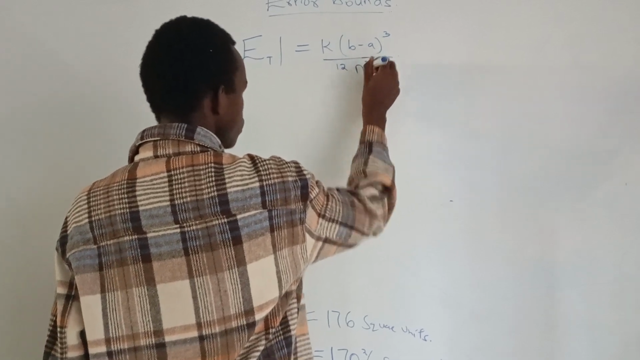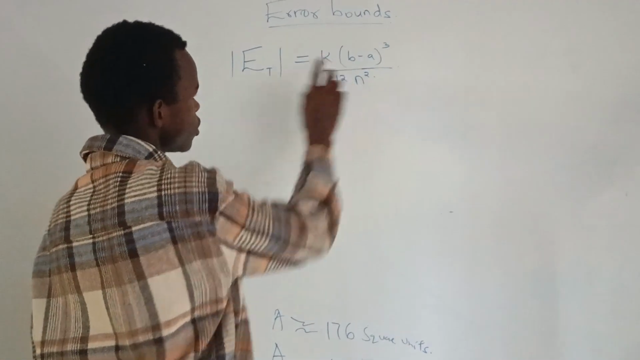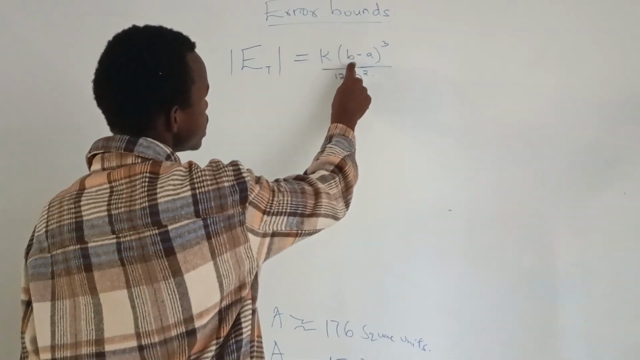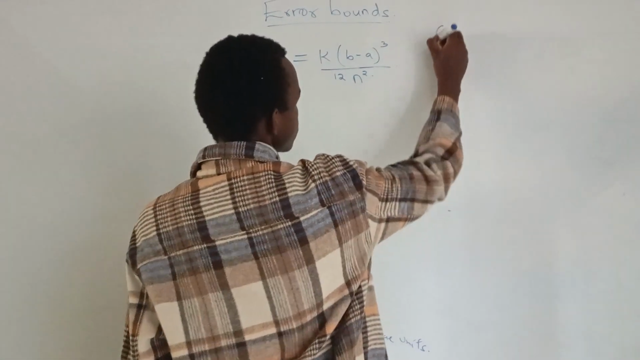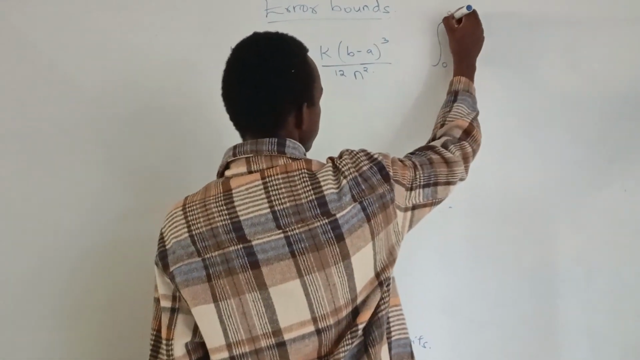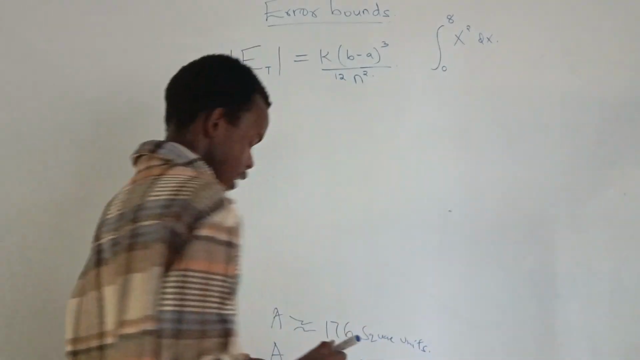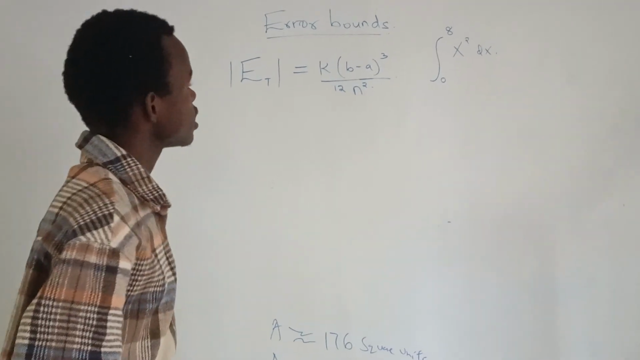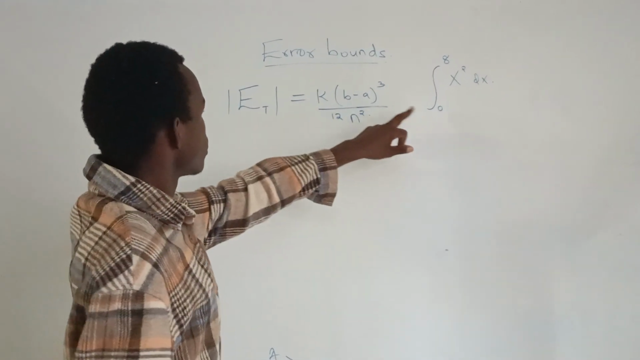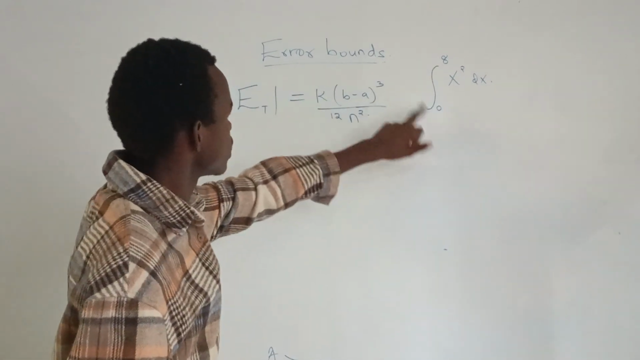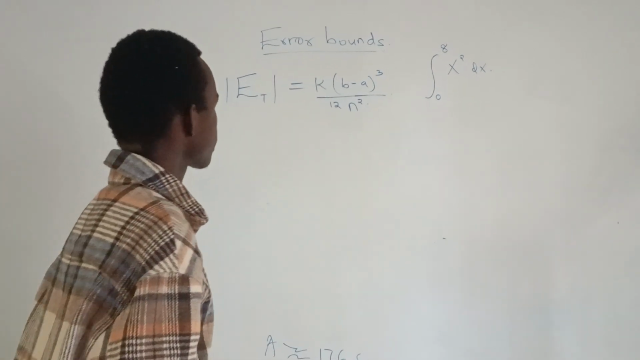12n squared. We have our n, it was 4 from our work. We have our b, we have our a. Remember the integral was the integral from 0 to 8 of x squared dx. I draw a new graph for that. So we have our b, that's our a. So we have to calculate our k. How do we calculate our k?